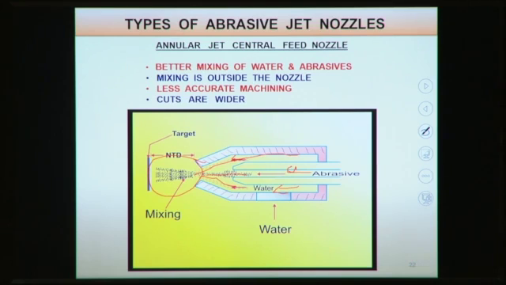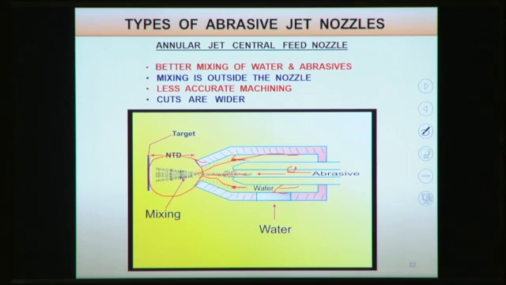So in this zone only, outside, when it is coming outside this nozzle, the mixing occurs at the outside of the nozzle. Okay, so better mixing of water and abrasives can be observed for this kind of nozzle model. So mixing is outside this nozzle and it gives less accurate machining.